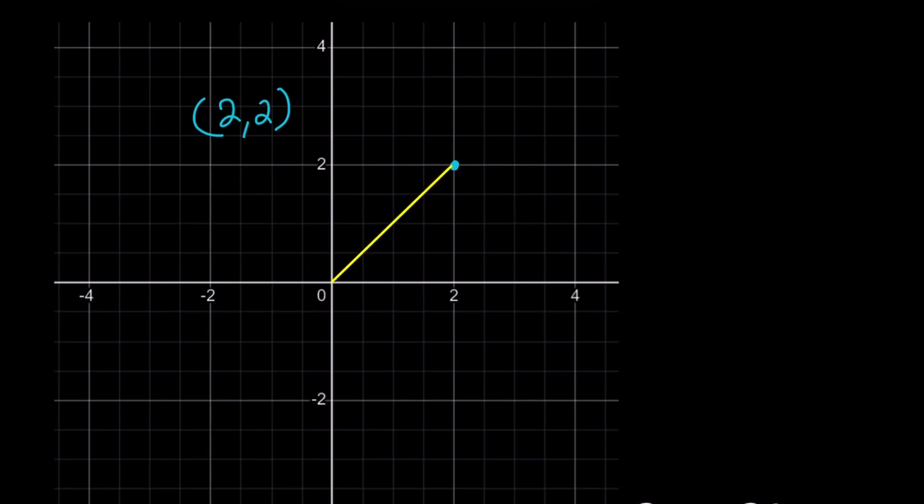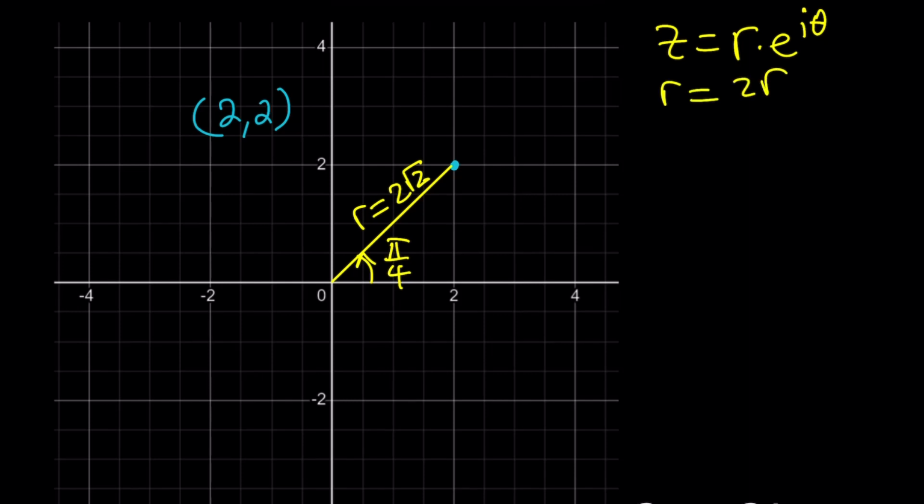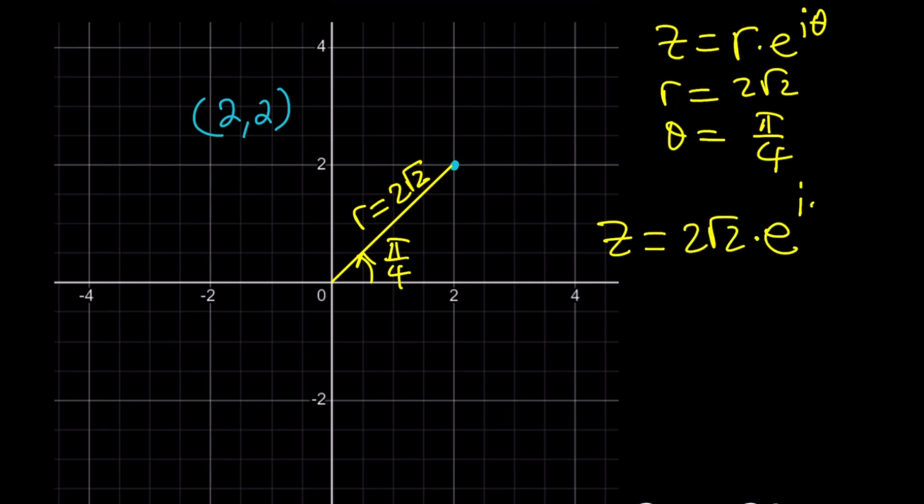And then we're going to find two things here, r and theta. That's what you need, because remember, z can be written as r times e to the power i theta. And those are the variables pretty much. So r from the Pythagorean theorem is going to be 2 root 2, because that's the hypotenuse. And theta is going to be pi over 4. Why? Because this triangle is isosceles. Great. So we know r and we know theta, so we have everything we need. Let's go ahead and write it down. z can be written as 2 root 2 multiplied by e to the power i times pi over 4.